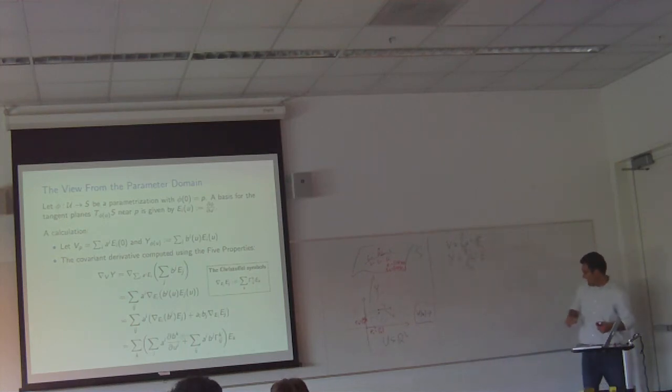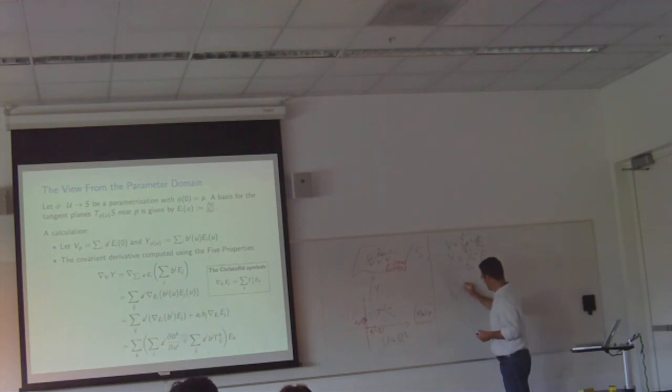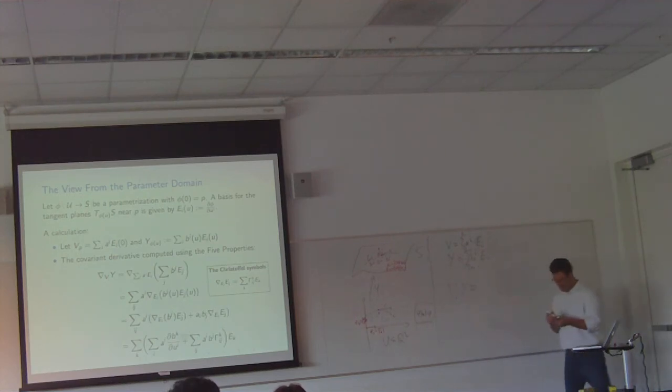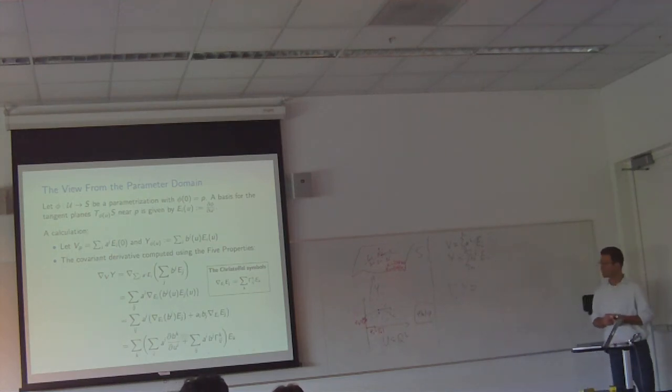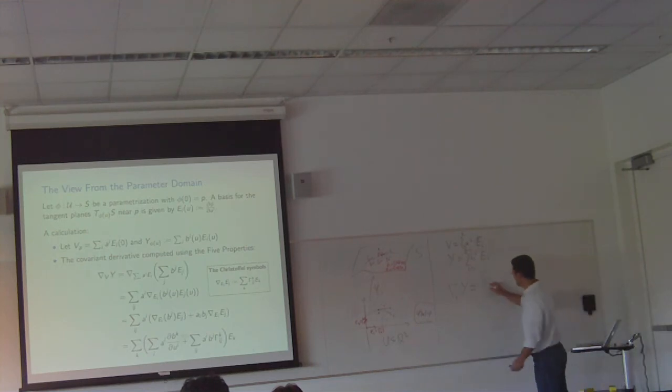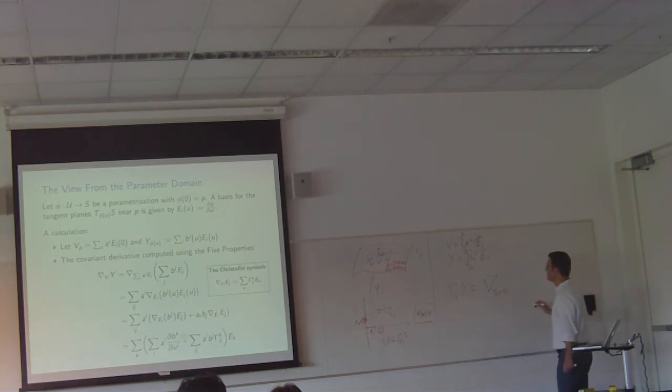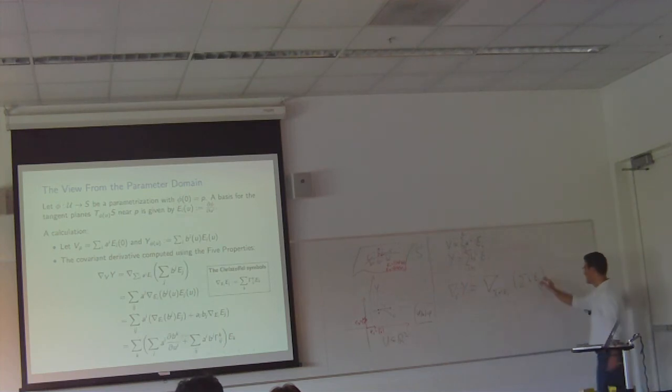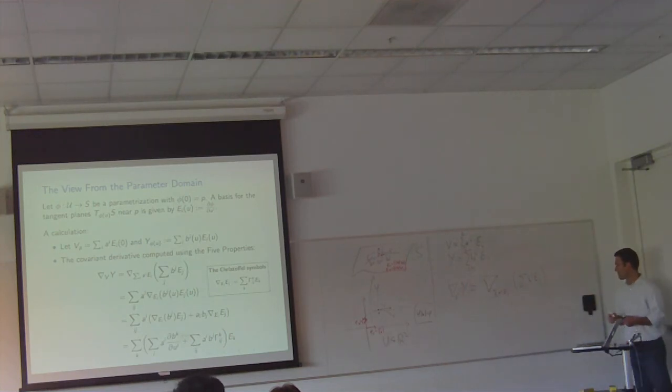Okay, and now let's compute del V of Y. So this is del, and V gets replaced by summation AI EI, and Y gets replaced by summation, let's just change letters to keep things clear, BJ and EJ. So change dummy variables, dummy instances. I'm just making my straightforward replacements.